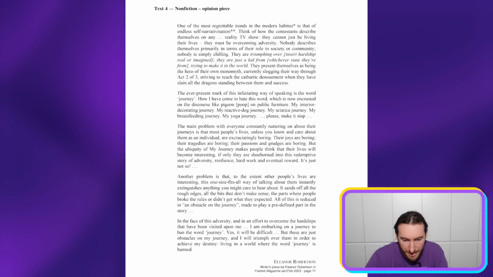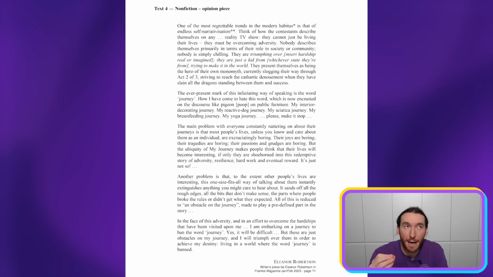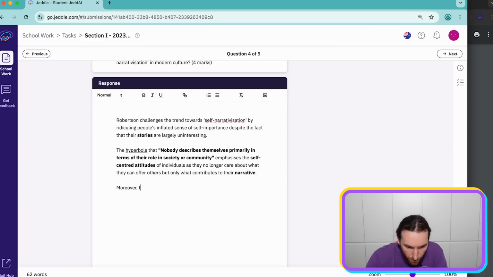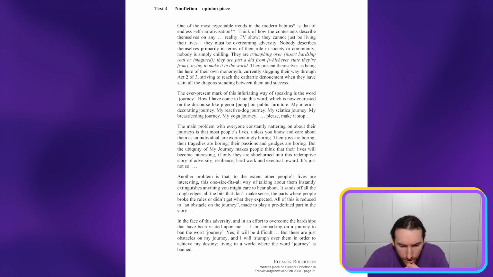He's saying that people think they're in this fairy tale. So that might help support our point that they're often misguided. So let's use that one. Moreover, the metaphor about individuals striving to reach the cathartic achievement when they have slain all the metaphorical.